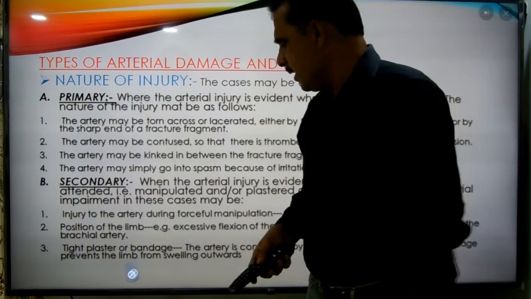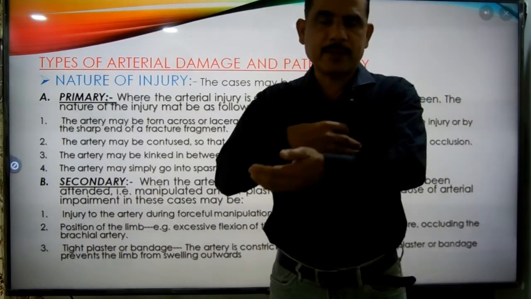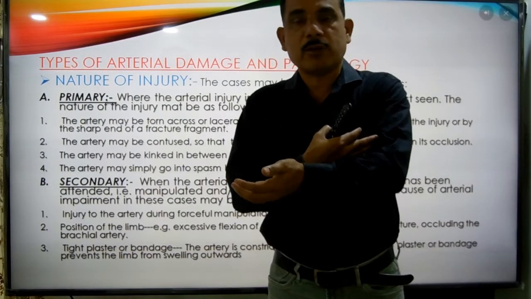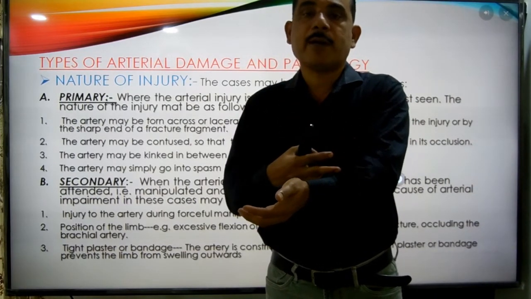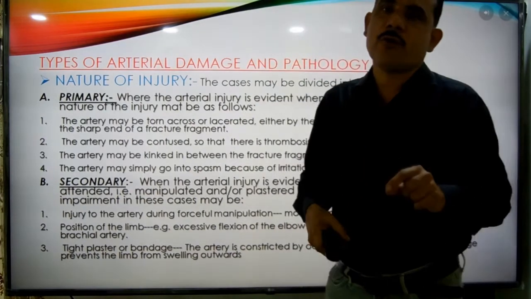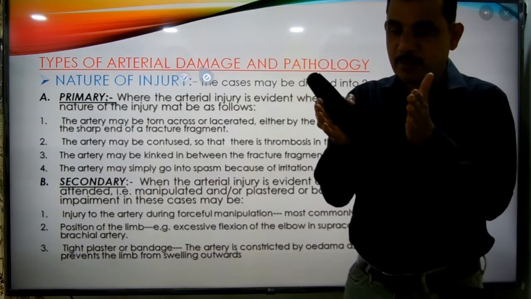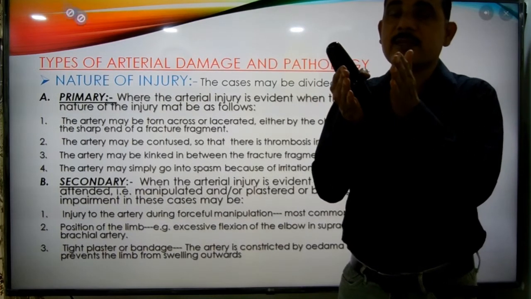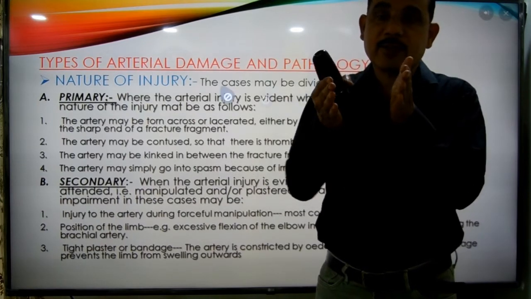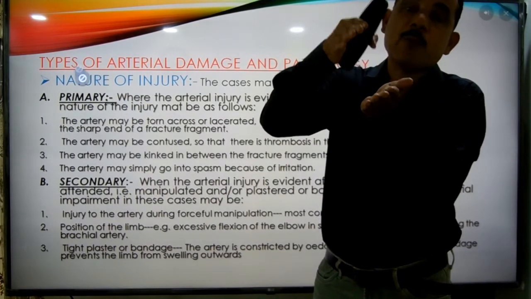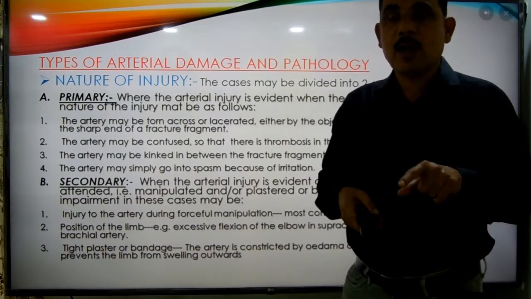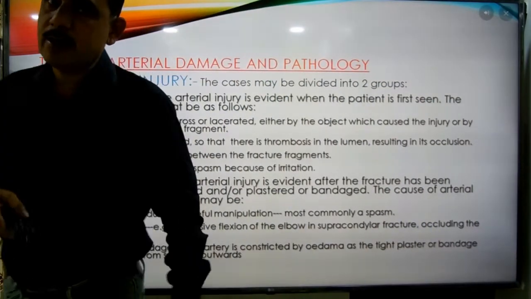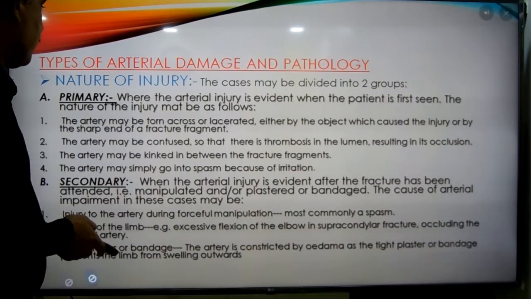Third, tight plaster or bandage. If you apply a tight plaster or bandage, either in supracondylar fractures or fractures of the upper part or shaft of the bones of the forearm, this tight bandage or plaster will exert pressure and not allow the swelling to increase, so the pressure inside increases, which compresses the vessels, causing occlusion of the vessels, resulting in impaired blood supply, and that will result in Volkmann's contracture. Isn't it?